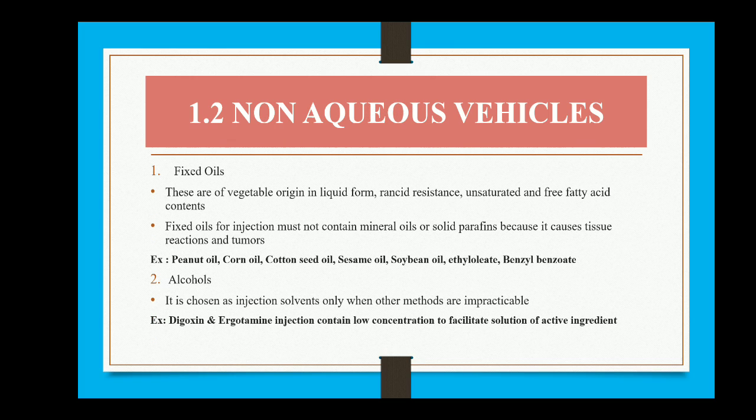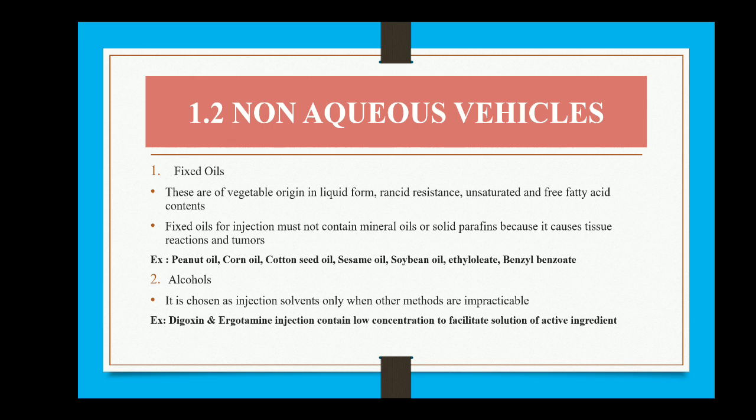Moving on to the non-aqueous type of vehicles used in the preparation of parenteral products, let us see some examples of a non-aqueous vehicle. First one is a fixed oil. These are vegetable origin oils in liquid form which have rancid resistance, unsaturated and free fatty acid contents. Fixed oils for injections must not contain mineral oils or solid paraffin because they cause tissue reaction and tumors. Examples for fixed oils include peanut oil, corn oil, cottonseed oil, sesame oil, soybean oil and so on.